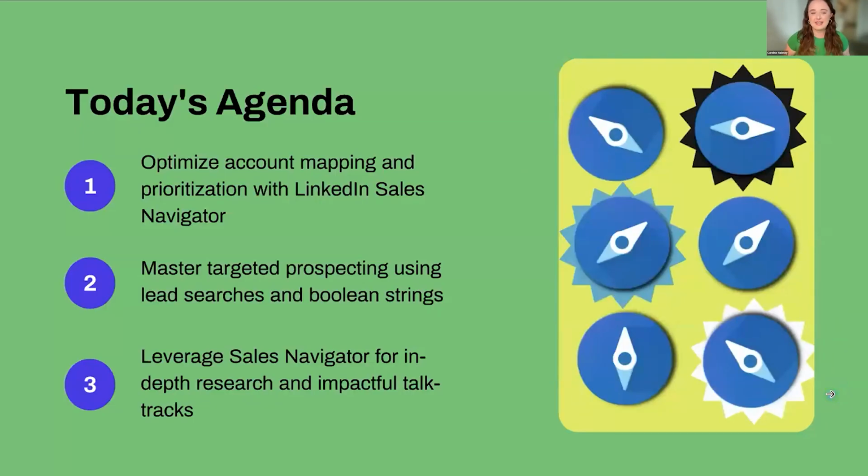All right, everyone. Today's agenda is jam-packed. So if you have come to learn about strategic tactics for Sales Navigator 201, you're in the right place. Today we're going to be talking about optimizing account mapping and prioritization with Sales Navigator. We're going to be talking about mastering targeted prospecting using lead searches, Boolean strings, and something new called personas. And we're going to be talking about how to leverage Sales Nav for in-depth research and impactful talk tracks.